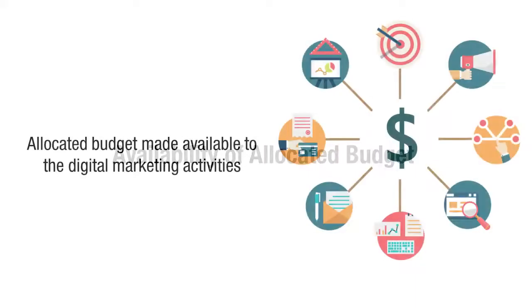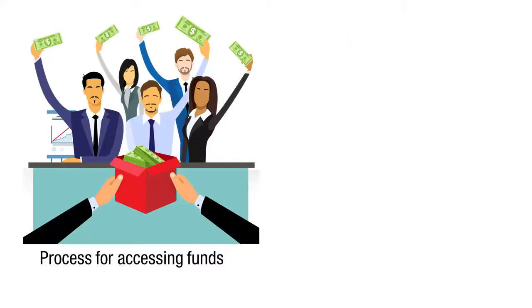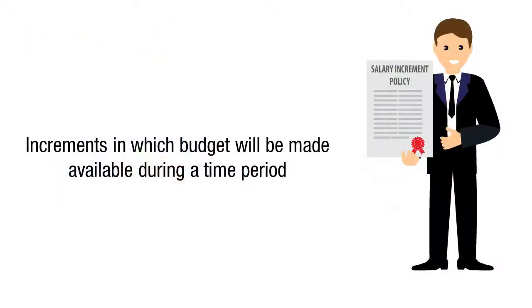Availability of allocated budget. The manner in which the allocated budget will be made available to the digital marketing activities is also defined. Information such as the process for accessing funds, the approvals needed, and the increments in which the budget will be made available during a time period are specified.